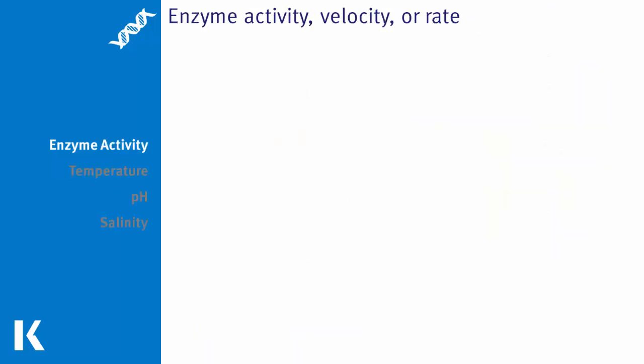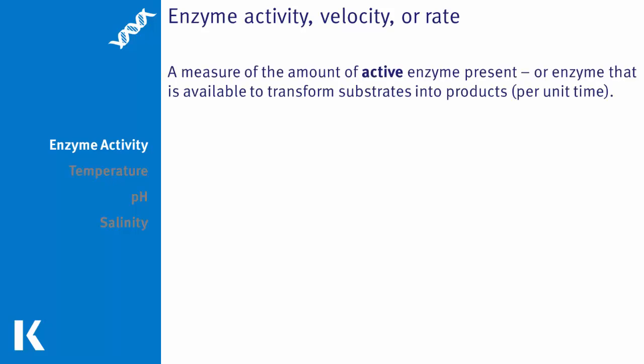The terms enzyme activity, enzyme velocity, and enzyme rate are all used interchangeably on the MCAT, so make sure that you can recognize each of these terms. Enzyme activity measures how much enzyme is present in the active form, meaning how much enzyme is present that can transform substrate into product per minute.